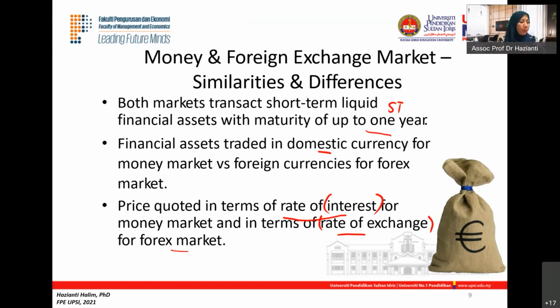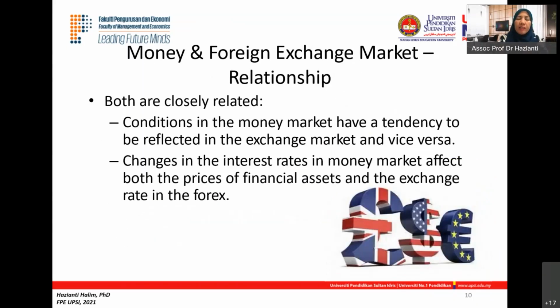Contoh rate of exchange. And then we can say that both are closely related, right? So conditions in the money market have the tendency to be reflected in the exchange market and also vice versa. So changes in the interest rate in the money market affect both the price of financial assets and the exchange rate in the forex. Because last week we learned about interest rates, so memang ada relationship lah between the interest rate and also the money and foreign market.